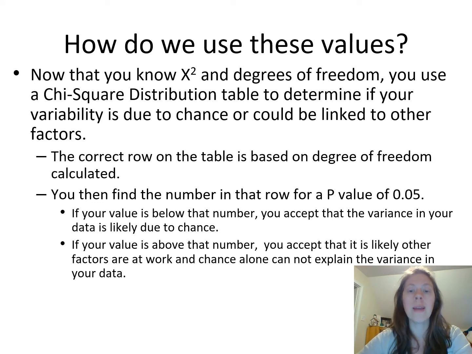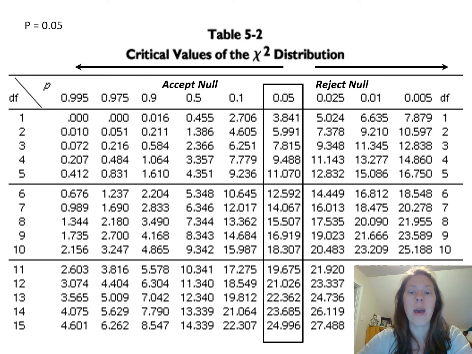Okay, so we're going to take again that p-value and our degree of freedom, and we are going to line this up on the table. So I went ahead and put a box around the row that we want. We want a degree of freedom of 2, and we want to trace this over to our p-value of 0.05. So the number that we get is 5.991. So that is our critical value.